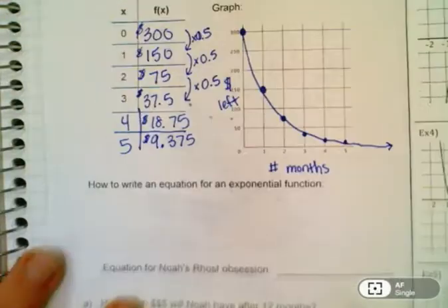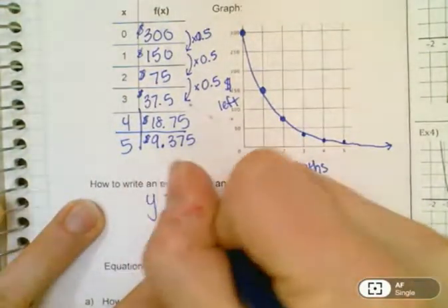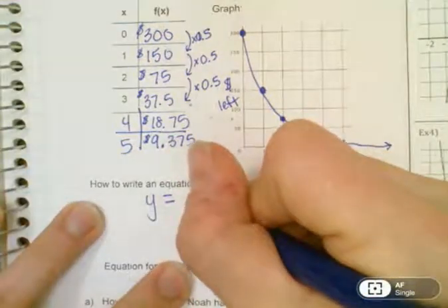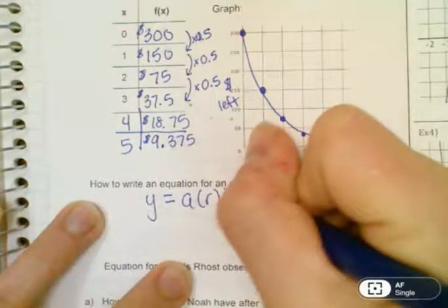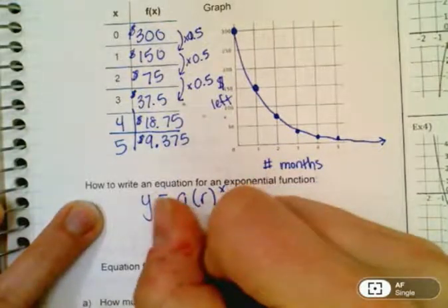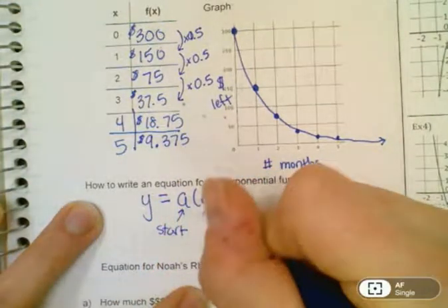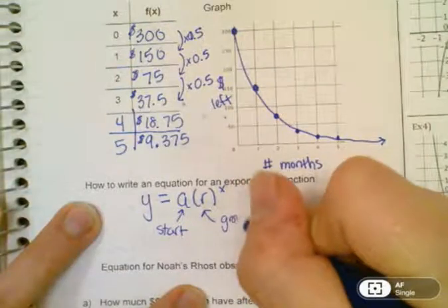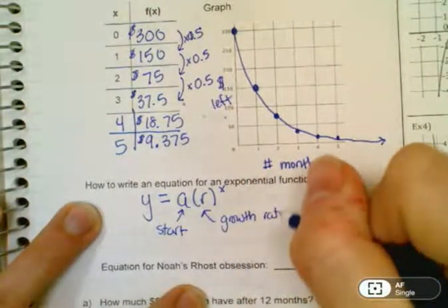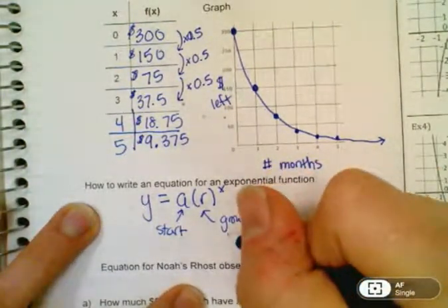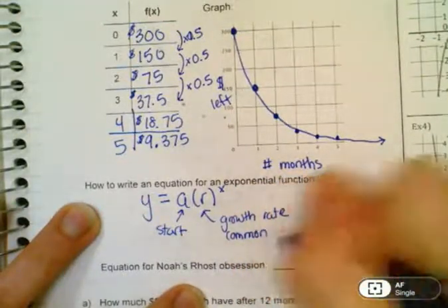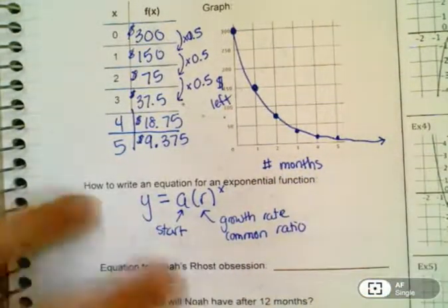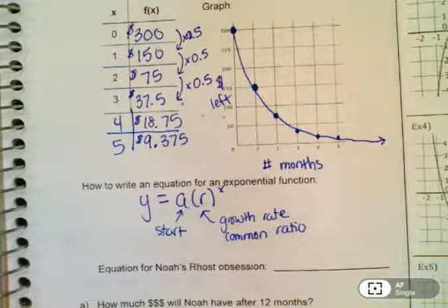Let's think about how to write an equation. So again, you might want to write, I'm going to use y this time. Y equals a times r to the power of x, where a is the start value and r is the growth rate, or the common ratio. And I know you've written this, but the more you write it, the more it'll kind of stick with you. So I want you to take a moment, I'll just wait, and I want you to write the correct equation for Noah's situation here.